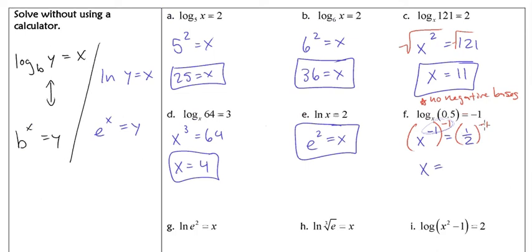So we end up with x equals 1/2 to the negative 1 power. That's going to flip this on its head and get the reciprocal. And so we end up with 2/1, or just 2. x equals 2.